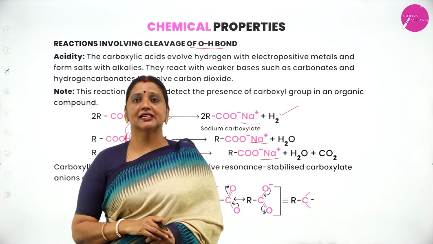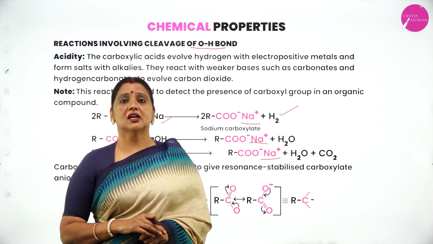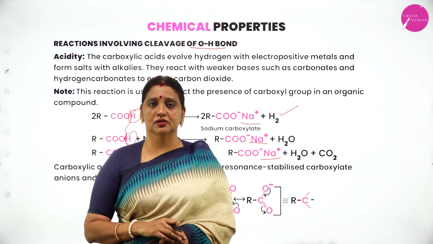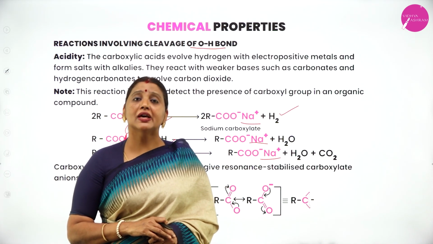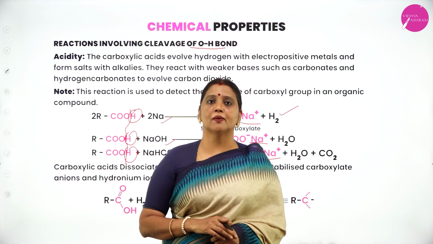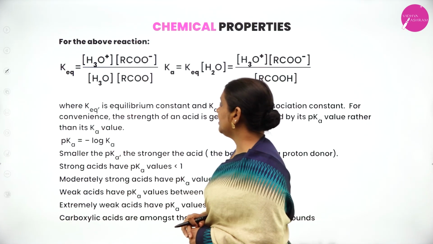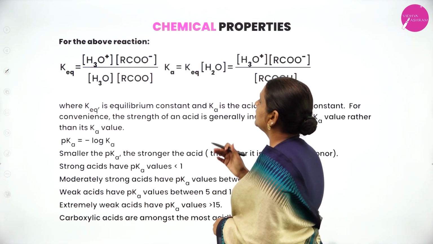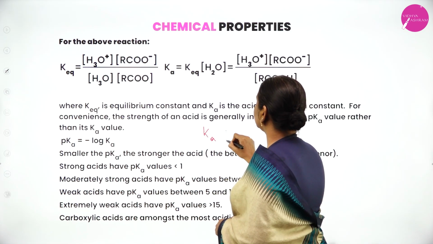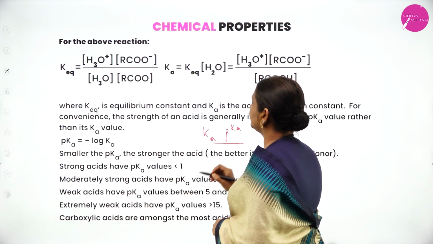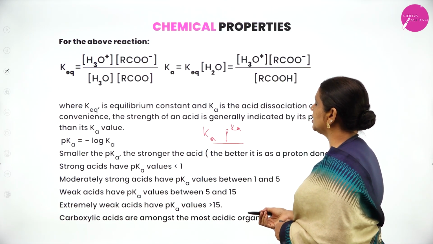When carboxylic acid is heated with sodium, it will form sodium salt of carboxylic acid. When carboxylic acid is treated with sodium hydroxide, it will form RCOONa plus H2O. When carboxylic acid is treated with sodium bicarbonate, it will form RCOONa with effervescence. The acidity of carboxylic acid is expressed by two constants, Ka and pKa. Ka is directly proportional to strength, pKa is inversely proportional to strength.